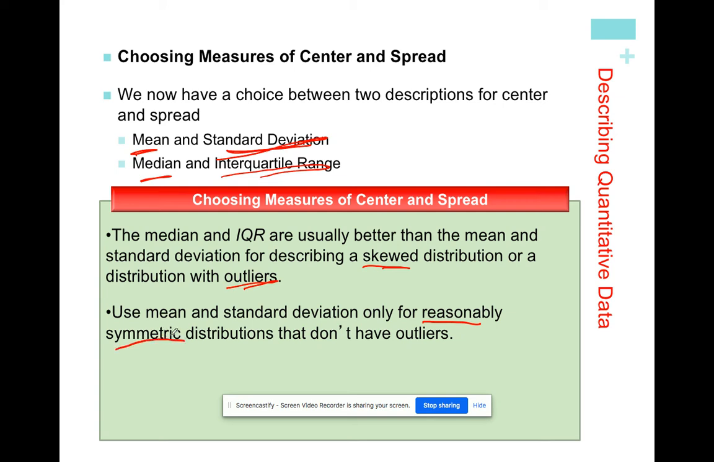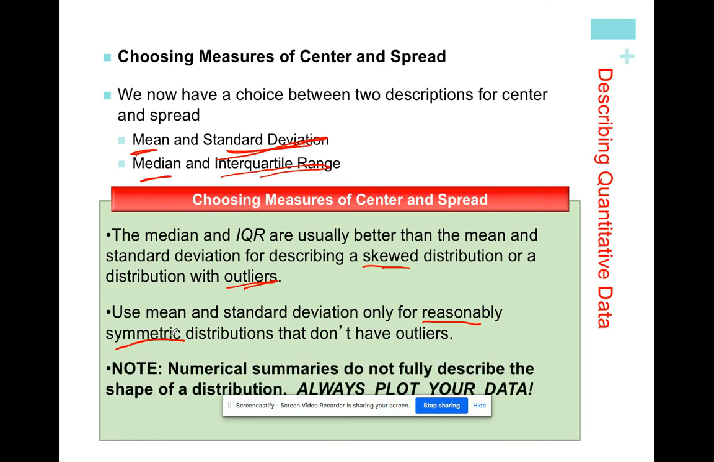So now that you have multiple choices for how you're going to report center and how you're going to report spread, you want to make sure that you're specific in your description. So you don't want to just say the center is 22.5, you would say the median is 22.5, or the mean is 31. You want to make sure that you're identifying which measure of center you're using. And then the same thing for the measure of spread. The standard deviation is 2.55, or the IQR is 6, whatever the case might be.